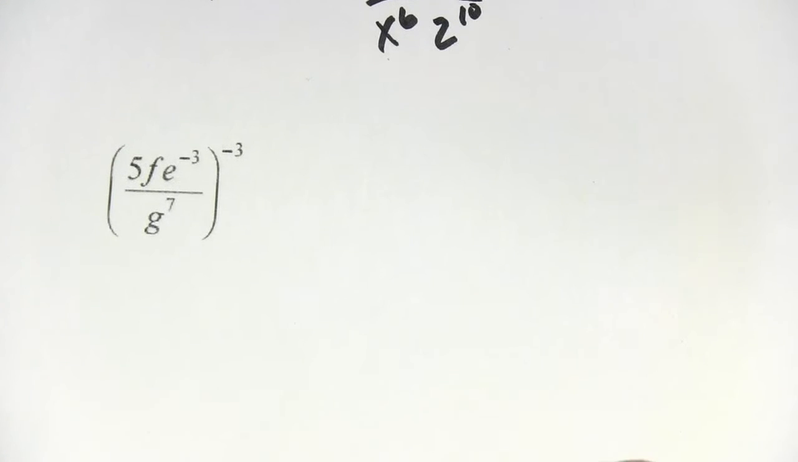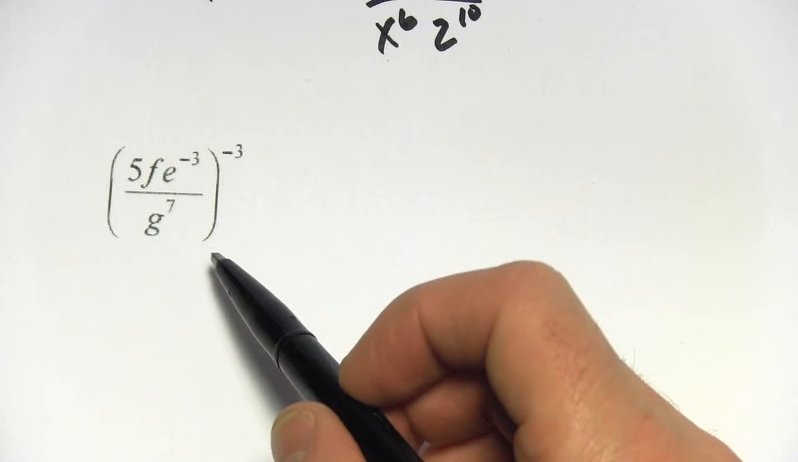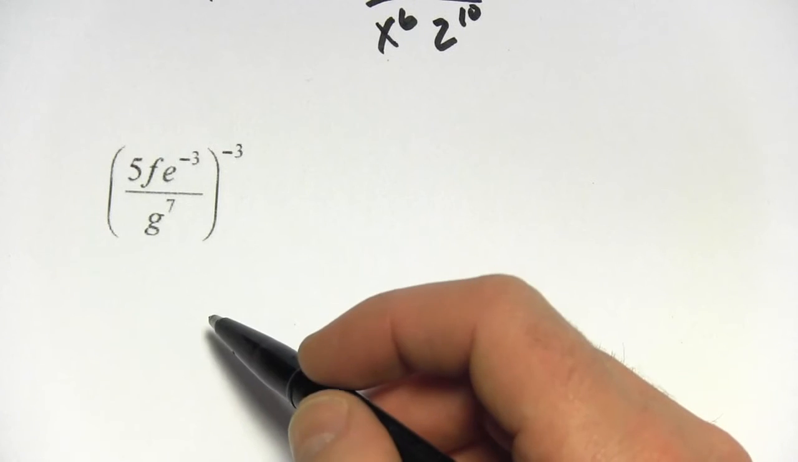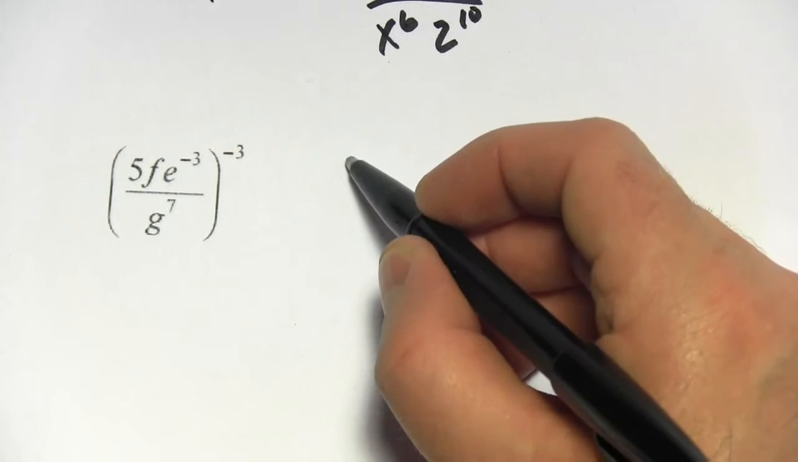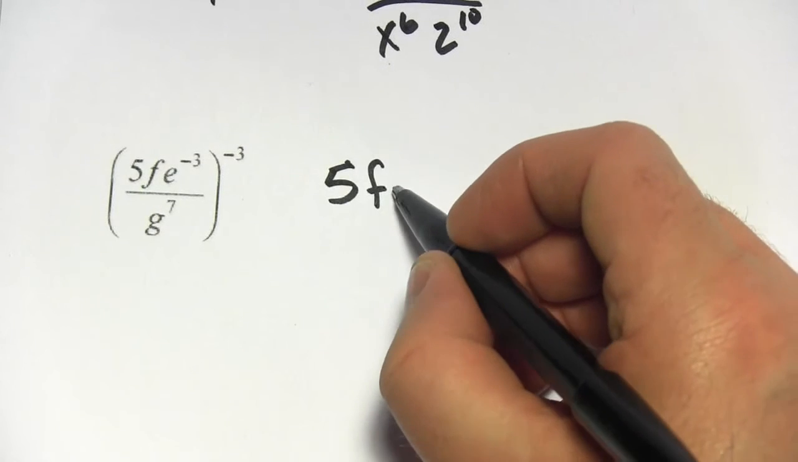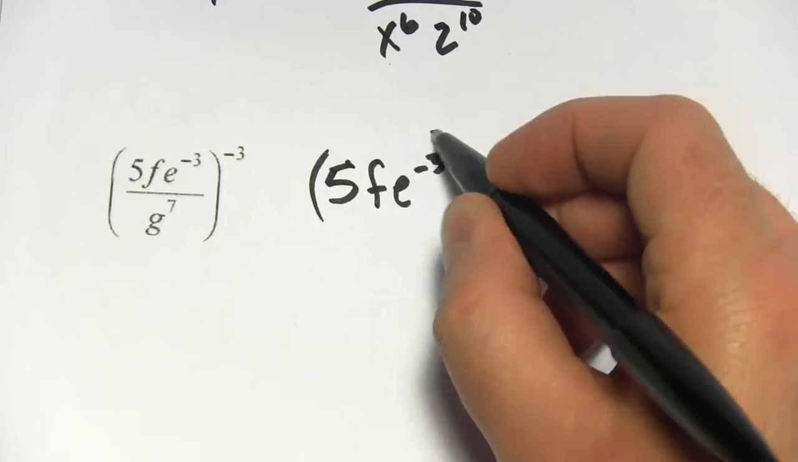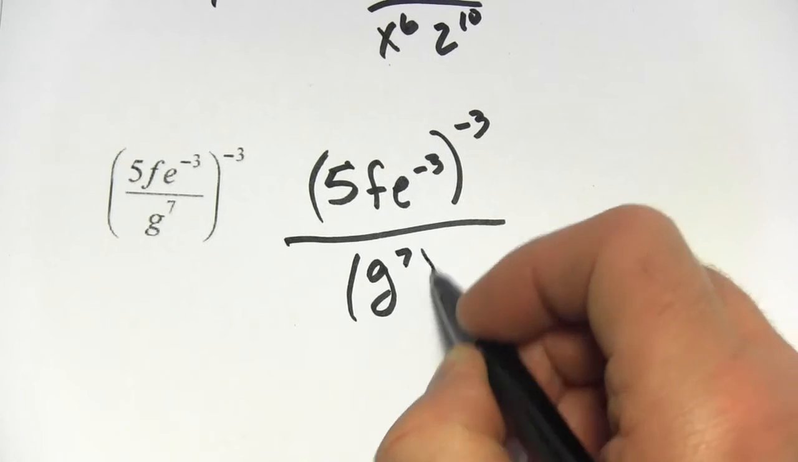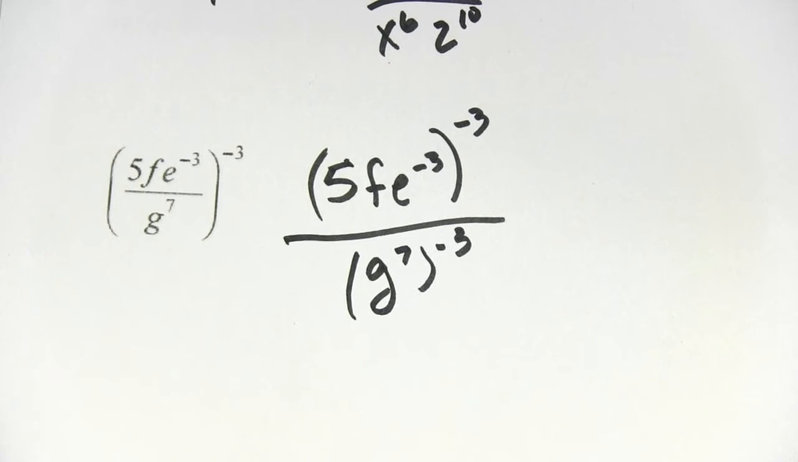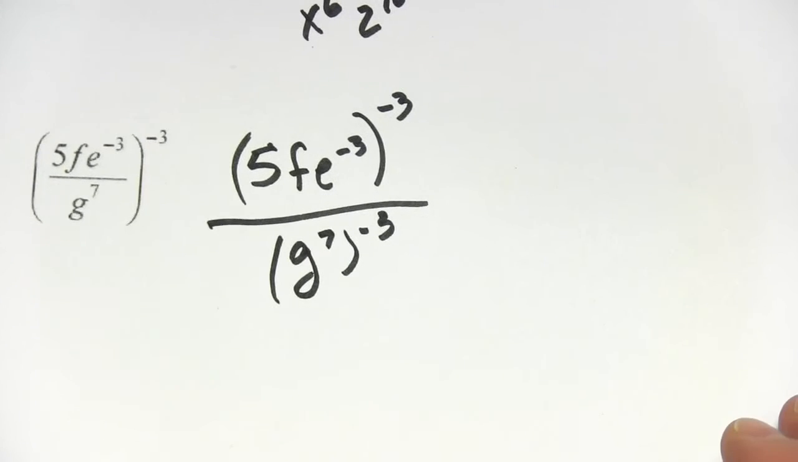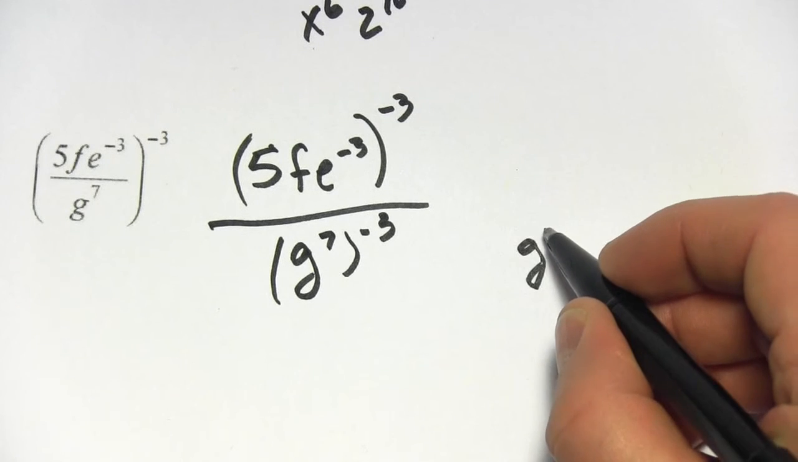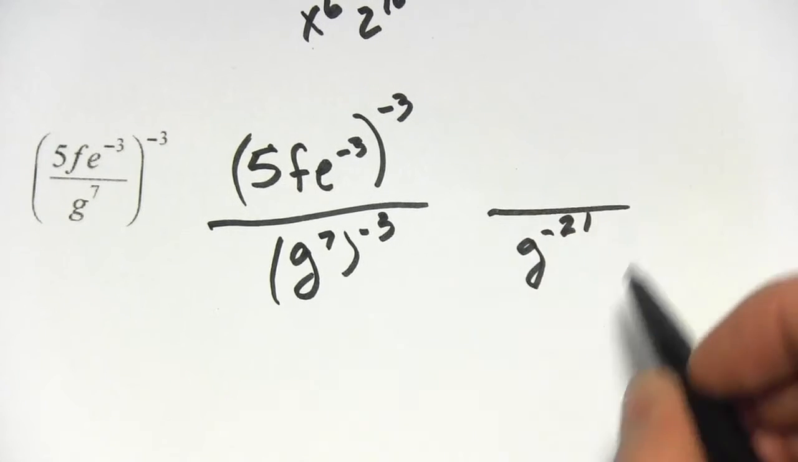All right, one more, last tricky one. Here we've got a fraction. And really, this isn't any harder than anything else. The top of the fraction gets raised to the negative third power. The bottom of the fraction gets raised to the negative third power. So let's just go ahead and rewrite it that way. I've got 5fe to the negative third all to the negative third, and that's over g to the 7th to the negative third. And let's go ahead and do the bottom first. G to the 7th to the negative third. 7 times negative 3 is negative 21. So on our bottom, we've got g to the negative 21.